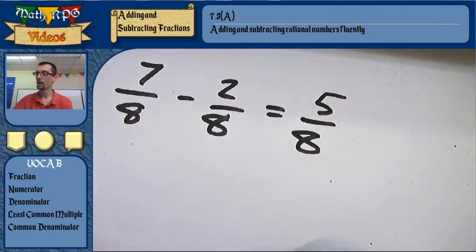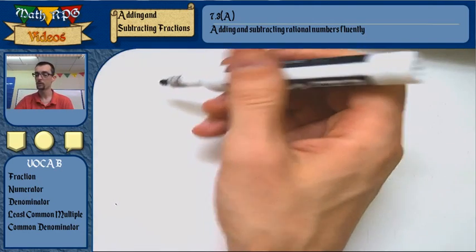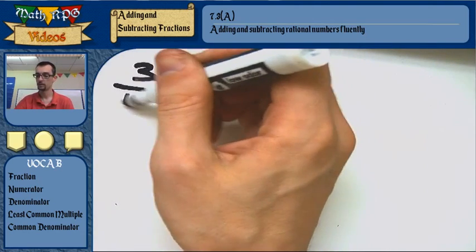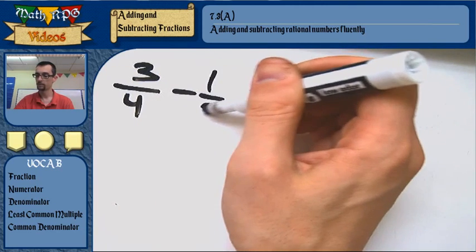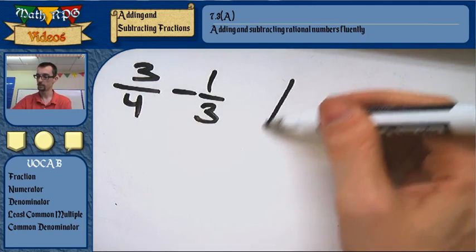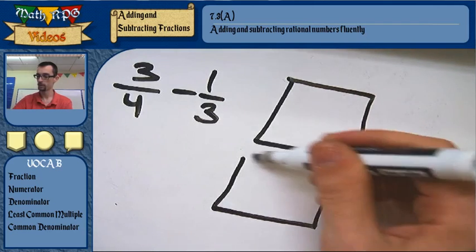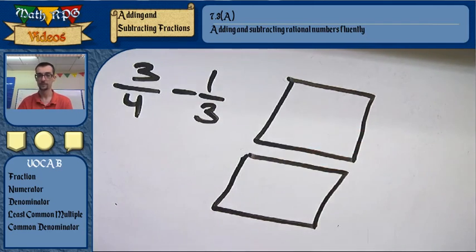Okay. All right, let's try a trickier one. Now you have denominators that are different. So let's take, for instance, 3/4 minus 1/3. Okay. So just like I did in the last video, I'm going to use the square candy bars and see how that works. So this one's going to be 3/4 and this one's going to be 1/3, and I try to make them look the same size.